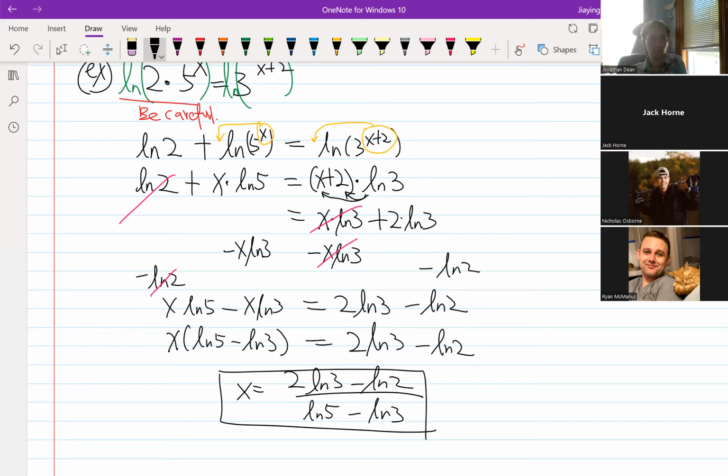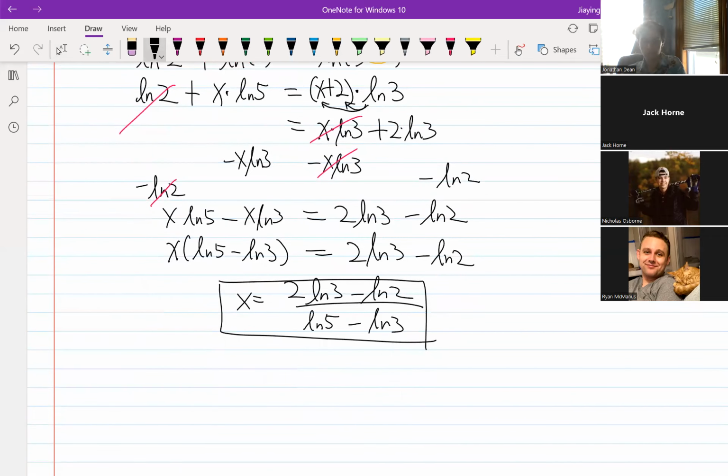Now, this is a very good example. I want to show you, just in case you wonder, okay, can I rewrite this answer? Yes, you can absolutely rewrite it. We can condense the logs. So in the numerator, we have a difference of 2 logs. So I'm just going to rewrite this. If I want to rewrite the numerator, the 2 is going to go into the exponent of the 3. So we get natural log of 3 squared minus natural log of 2 divided by natural log of 5 minus natural log of 3.